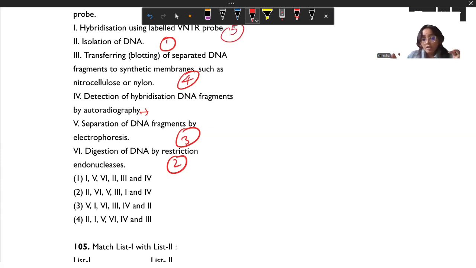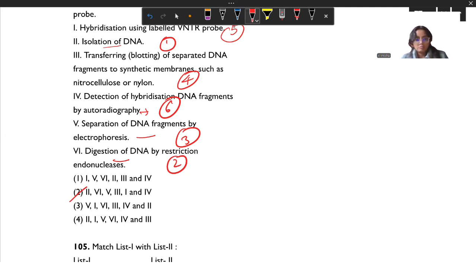Then after we have put the VNTR probe to the separated DNA fragments, we now check using autoradiography, which is the sixth step. So the sequence would be 2, 6, 5, 3, 1, 4. So the answer is the second option.